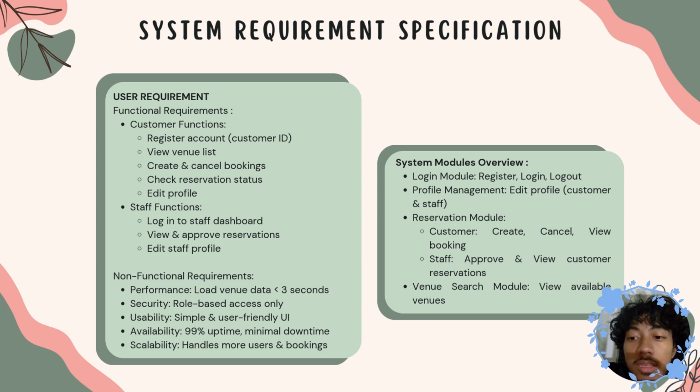usability: have a simple and user-friendly UI; availability: have 99% uptime and minimum downtime; scalability: can handle more users and bookings. So the system module overview has a login module, profile management, reservation module, and lastly the venue search module.